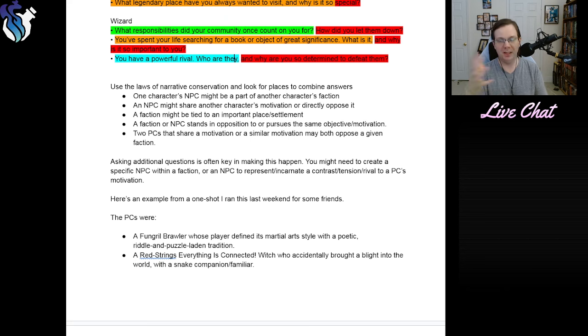So other ways of being efficient here, right? A faction might be tied to an important place or a settlement that was detailed in somebody else's background, right? This group that is hunting the druid is based in the community that the wizard let down. And so that ties the druid to that community along this vector of antagonism through that group that is hunting the druid.